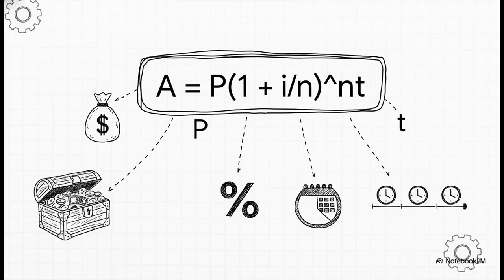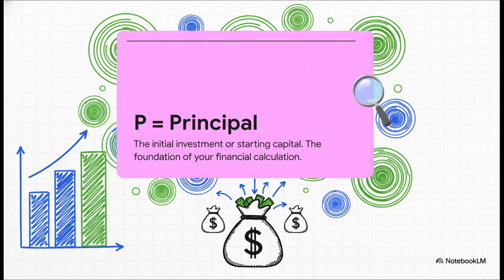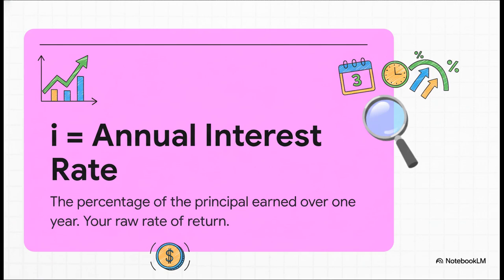So let's deconstruct it. First up, we have P. This stands for principal. It's simply your starting money, the initial investment, the seed capital. In our business scenario, the principal was that $10,000 surplus. It's the foundation upon which all future growth is built. Pretty straightforward. Next is I, which is the annual interest rate. This is the number you'll usually see advertised, expressed as a percentage. It's your raw yearly rate of return.